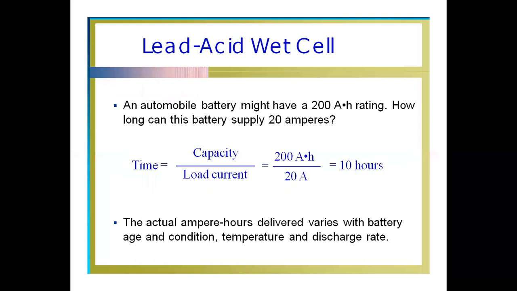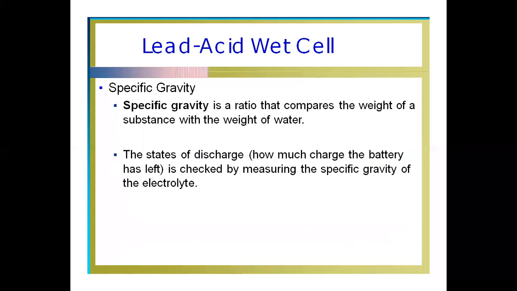In an automobile battery that might have a 200 Ah rating, how long can this battery supply 20 amperes? That time can be calculated by this formula: capacity upon load current. The capacity is 200 Ah, that is ampere hours, upon a maximum load current of 20 amperes. So it lasts about 10 hours. The actual ampere hours delivered varies with battery age and conditions. Temperature and discharge rate also affect the discharge time.